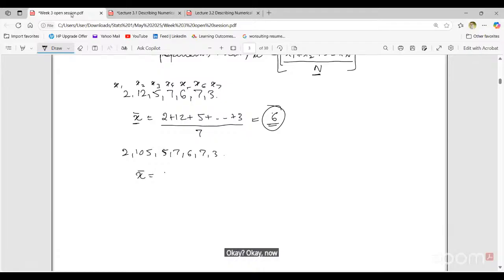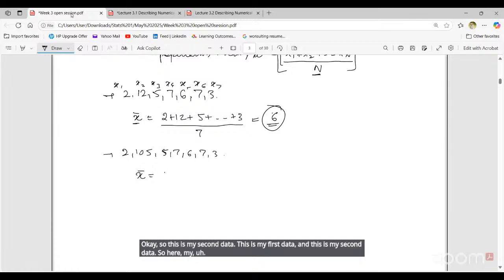Okay, now this is my first data and this is my second data. So what will my mean be? If you add all these and divide by 7, my answer is coming out to be 19.285.